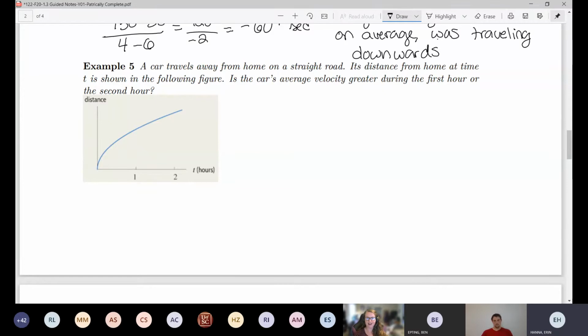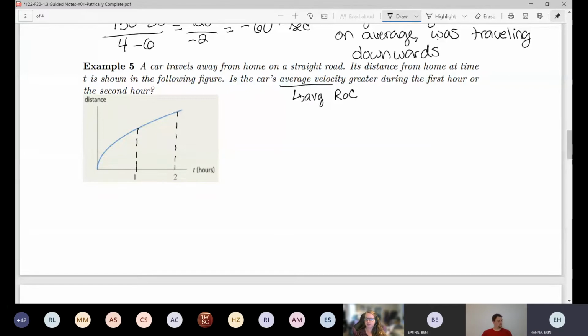So this example: a car travels away from home on a straight road. Its distance from home at time t, as shown in the figure below, is the car's average velocity. Remember, average velocity is the same thing as average rate of change, just in a very specific context. So is the average velocity greater during the first hour or the second hour? First thing is, let me break this up into the first and second hour pieces.